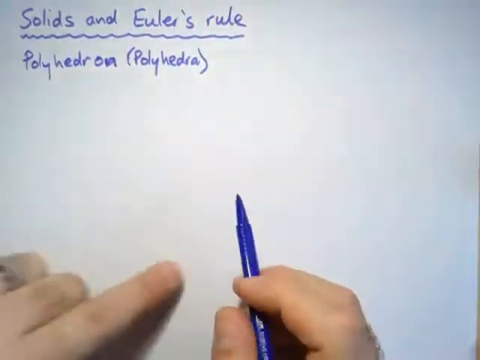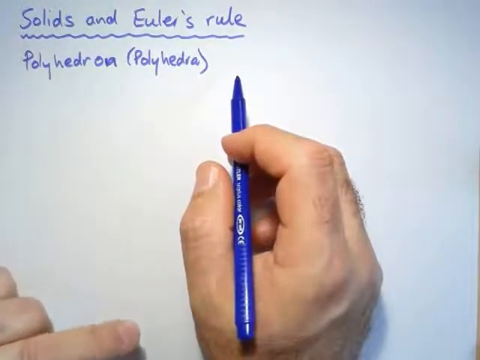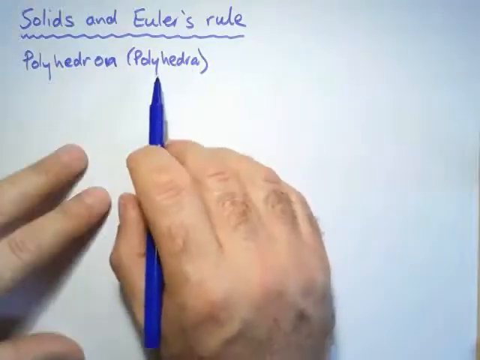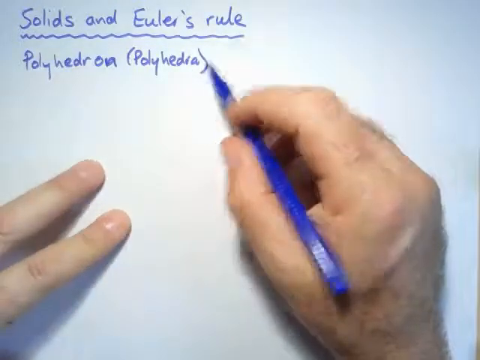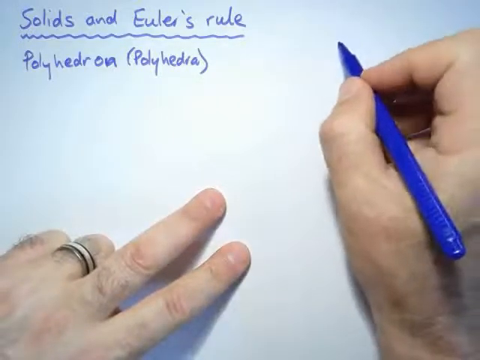Now, polyhedron have flat surfaces or flat faces. It's got vertices and it's got edges. Okay, so we're going to look at these first. Before we do that, you need to know what these terms are that I just spoke about.